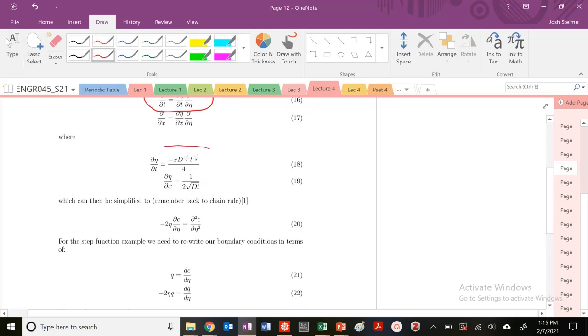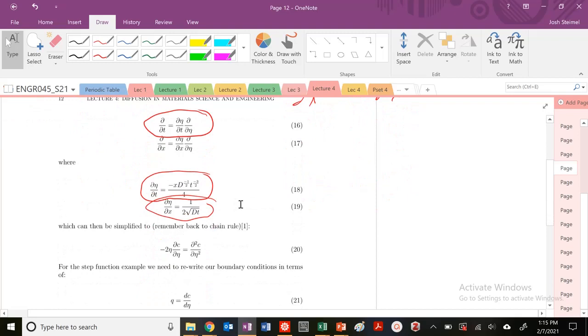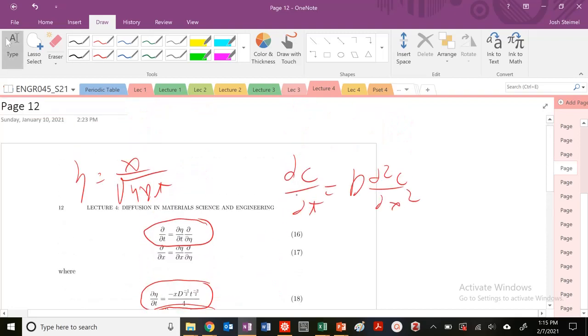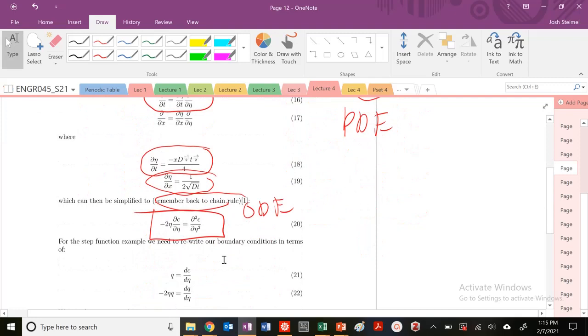So you can see and rewrite this. Some math is involved here. You could then substitute and plug it back in. And now we have dC/d eta and d squared C/d eta squared. Using this chain rule, we get our new expression, our Fick's Second Law, essentially, as an ODE instead of a PDE. And now we can write it and work with this expression.